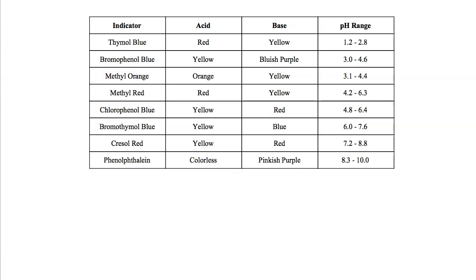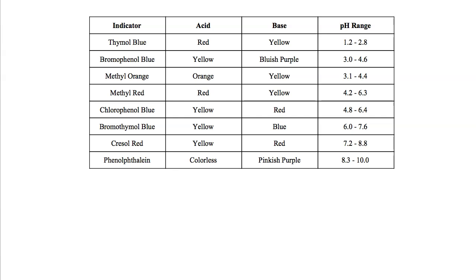All right, so the various pH ranges can be found to the right. You have thymol blue, red and yellow, at 1.2 to 2.8, and bromophenol blue, yellow to purplish-bluish purple, at 3.0 to 4.6. Methyl orange and methyl red are both common indicators. Respectively, they are orange or red in acid, and they both go to yellow. Their ranges are a little bit higher. They go from about 3 all the way up to 6 if you're using the methyl red.